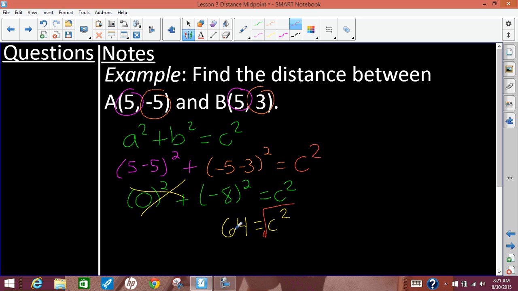We'll take the square root of both sides to cancel out the squared and get c. And we get that c is equal to the square root of 64, which we know is 8. So that means the distance between point A and point B is 8 units.